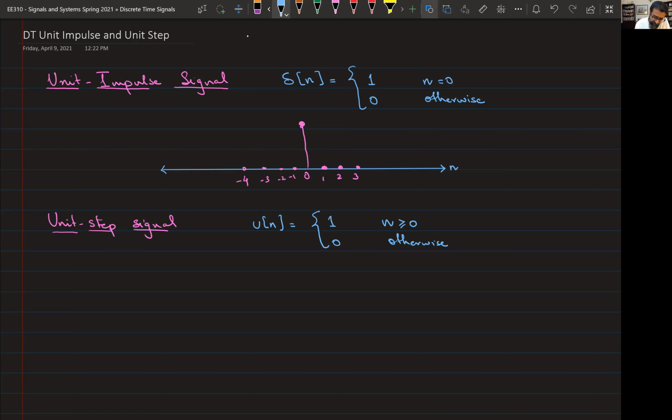If I were to sketch this out, if this is n, the step resides at 0, and then it continues at 1 and so on and so forth. And for all negative values of n, this is 0.